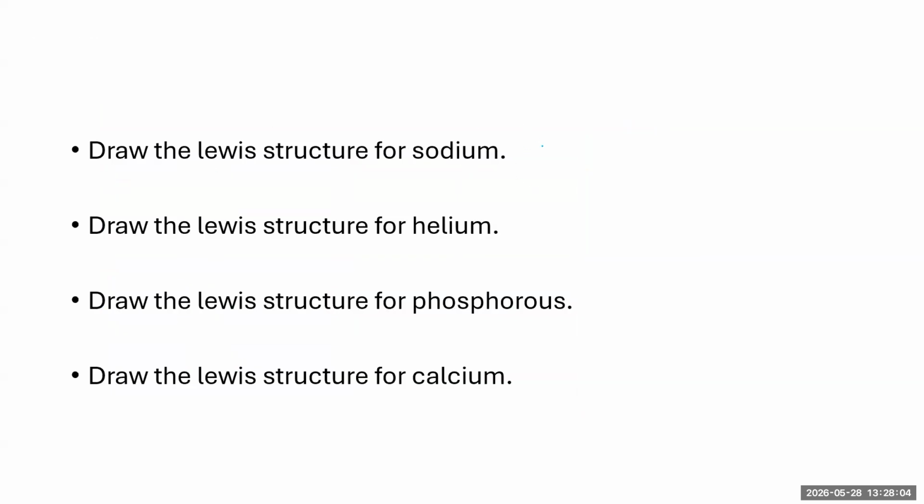All right. So draw the Lewis structure for sodium, or Lewis symbol, just straight up sodium with one electron. Helium, right? First row, two electrons. Phosphorus. If you look at phosphorus, it's on column 15. That means it has five valence electrons. Calcium is in column two, group two. So it's going to be two electrons.